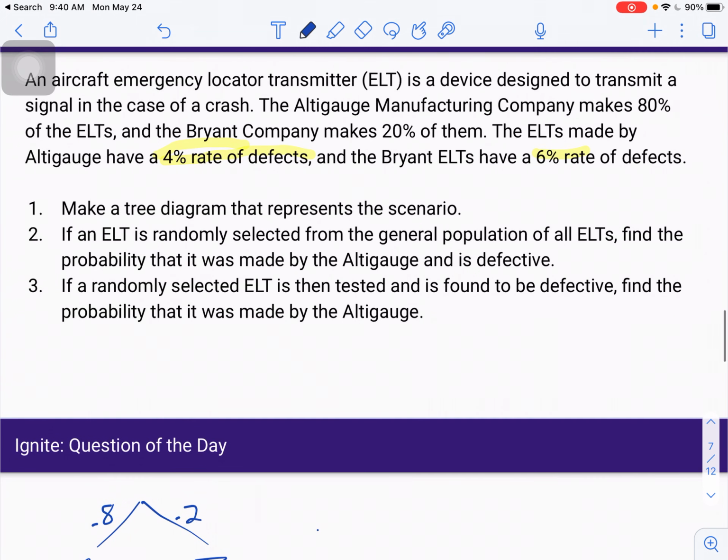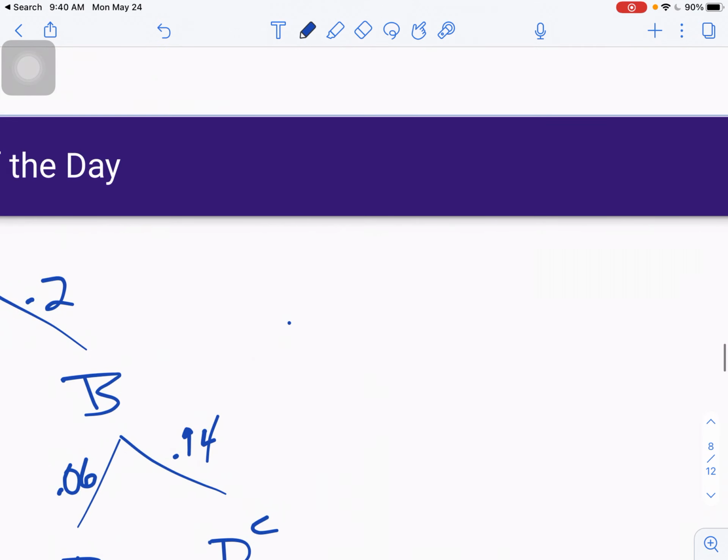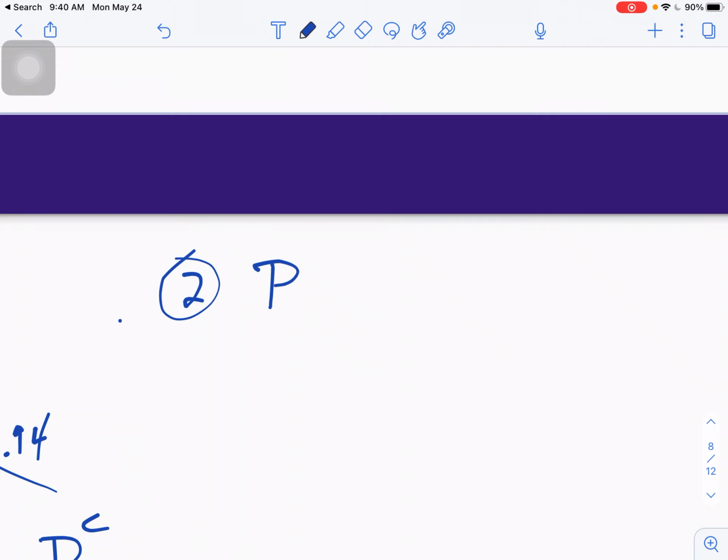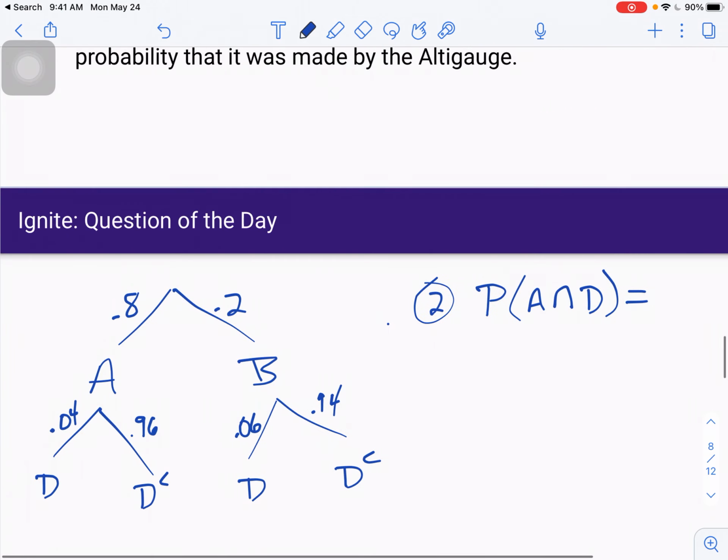Number 2 says, if an ELT is randomly selected from the general population of all ELTs, find the probability that it was made by AltaGauge and is defective. To notate that probability, I want the probability that it is from AltaGauge and defective. That's the probability of A and D, or the intersection of A and D. If you have a tree diagram, it's pretty easy to calculate that probability.